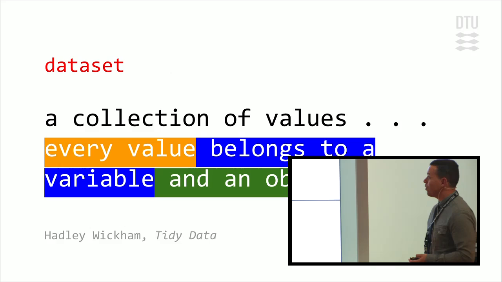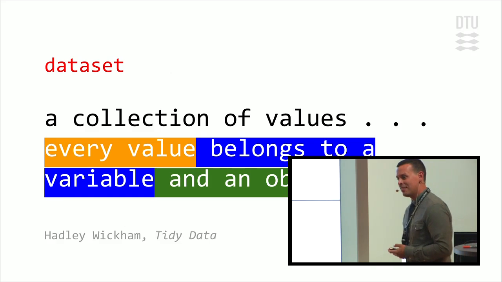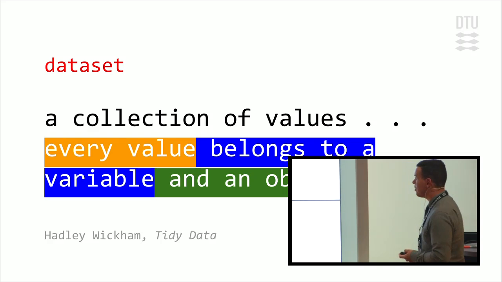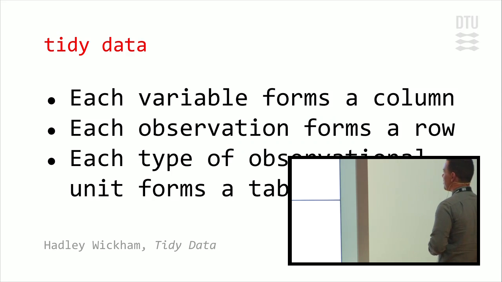It's pretty straightforward. A data set, the way that Wickham defines it, is simply a collection of values where every value belongs to a variable and an observation. Okay? Again, pretty straightforward. Okay, this is a little bit more focused, I guess.